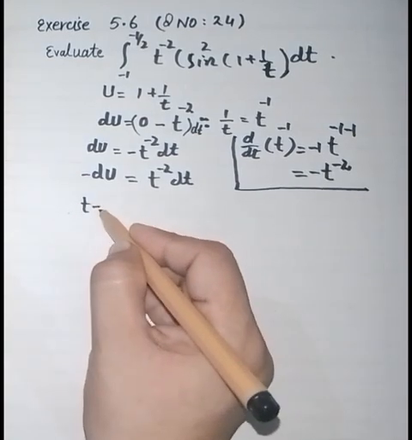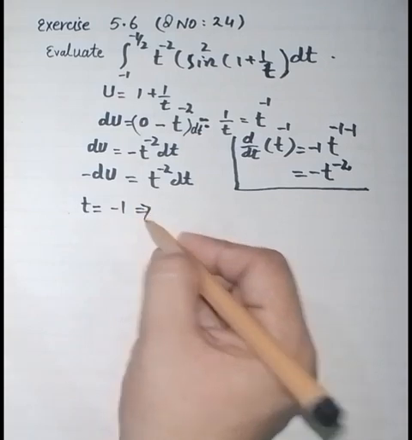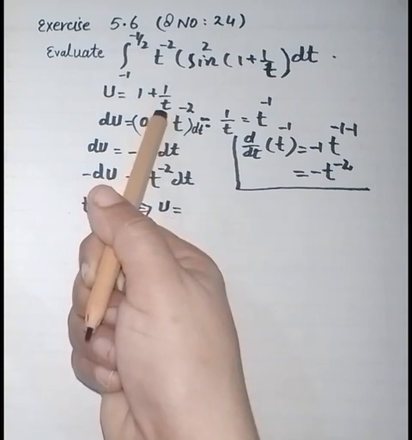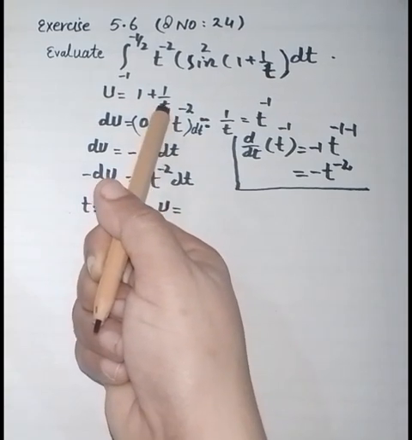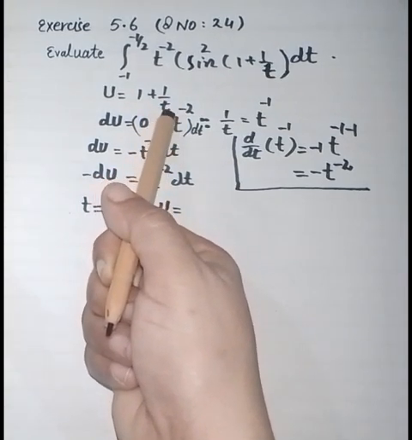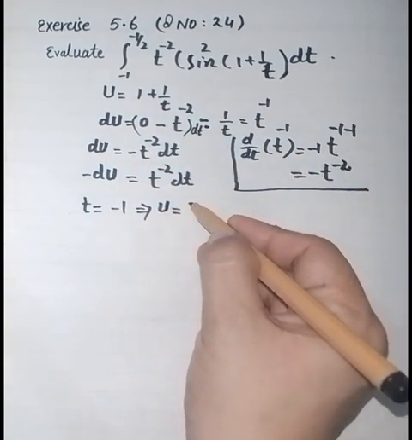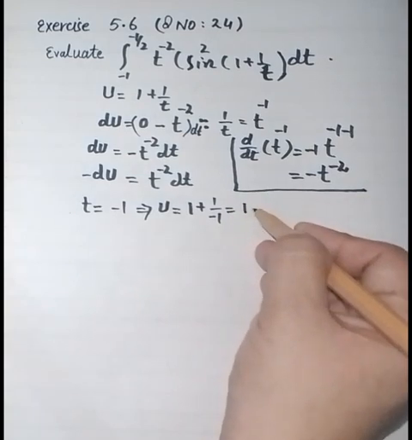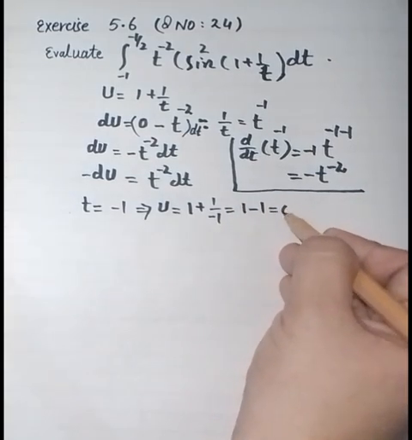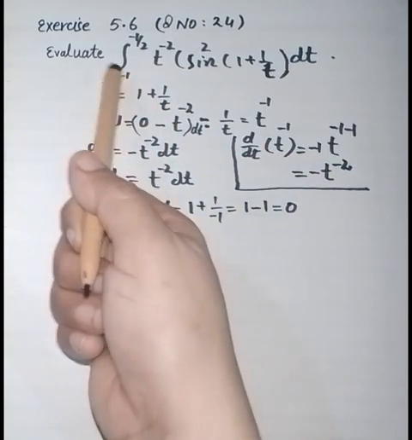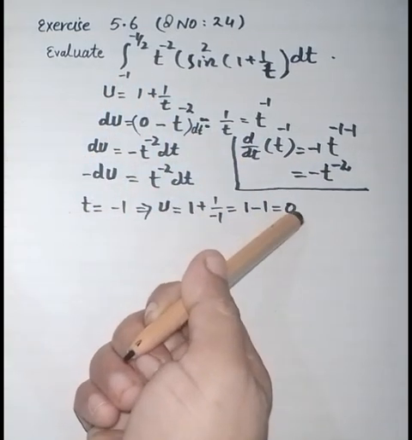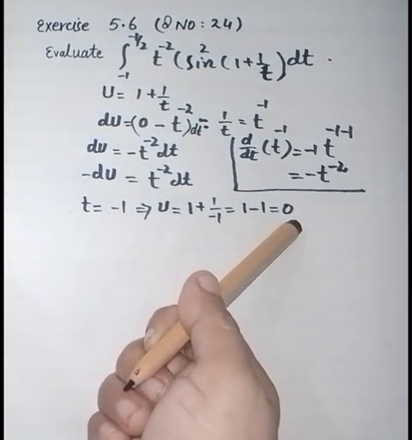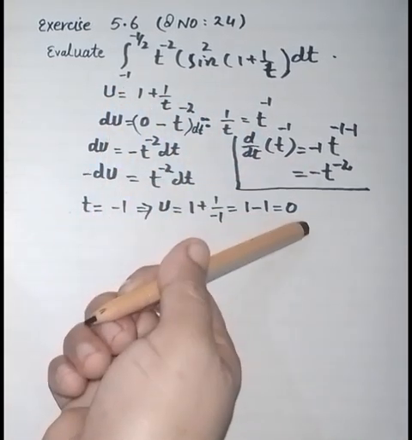Let's see. T is equal to minus 1, then u is equal to 1 plus 1 upon minus 1, because by taking the value of t equals negative 1, we have u is equal to 1 plus 1 upon negative 1, which is equal to 1 minus 1 equals 0. So in place of negative 1, we will put the value 0, because when t is negative 1, then u is equal to 0. So our lower limit here will be 0.